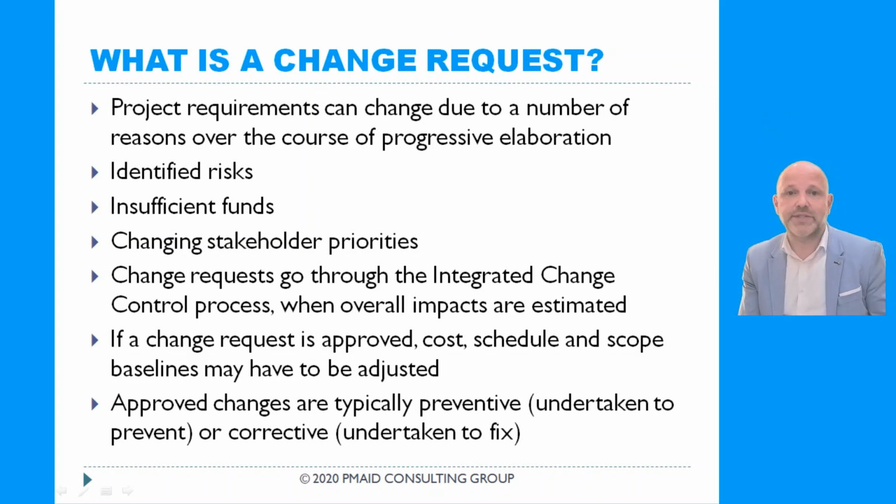So if the change request is approved, cost, schedule, and scope baseline may have to be adjusted. Sometimes they don't have to be adjusted, but most of the time they do. Approved changes are typically preventive, undertaken to prevent, or corrective, undertaken to fix. So preventive changes are those that we undertake in advance before certain things happen. Corrective actions are those that we undertake after we see that there is a problem, there is an issue, there is a deviation, and then we fix certain things. There are two categories: preventive action and corrective action.